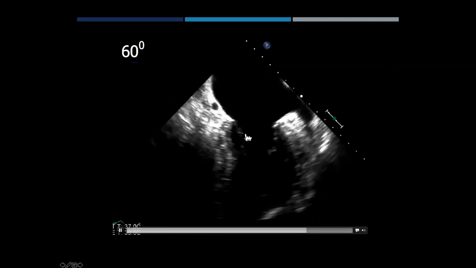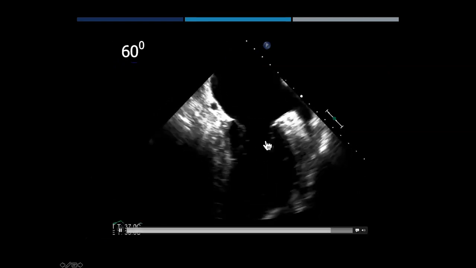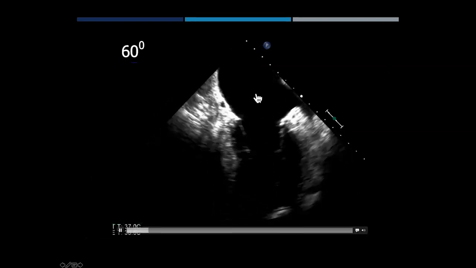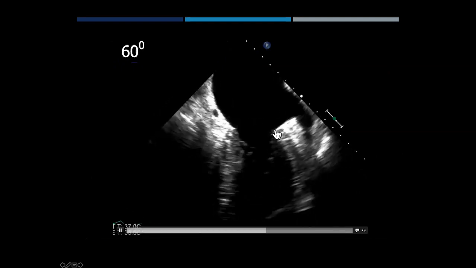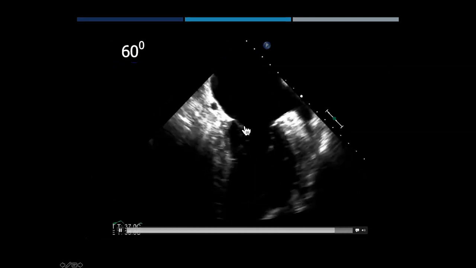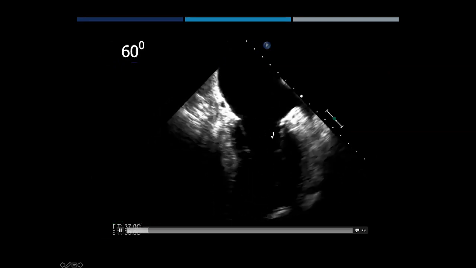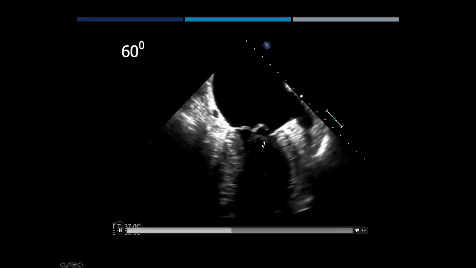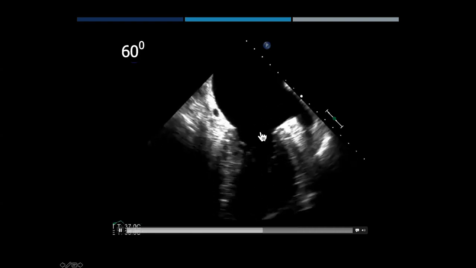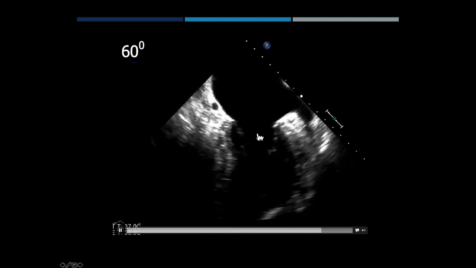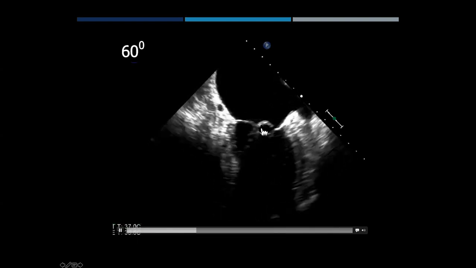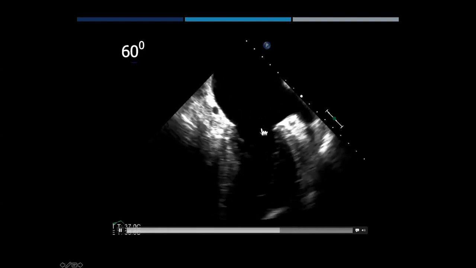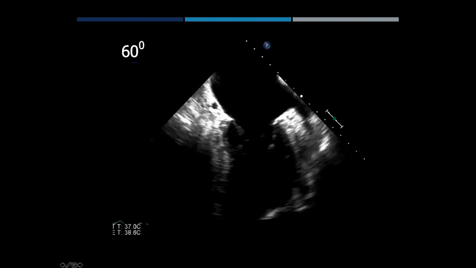What about this view here? This is the 60-degree view. You can see the hanging leaflet here, left atrial appendage, coronary sinus. And this here is P1, A2, P3. The pathology we said was posterior. You can see both the anterior and posterior leaflet here in this position. The leaflet up on top there actually looks like it's prolapsing. So that is position 2, and it's the posterior leaflet.